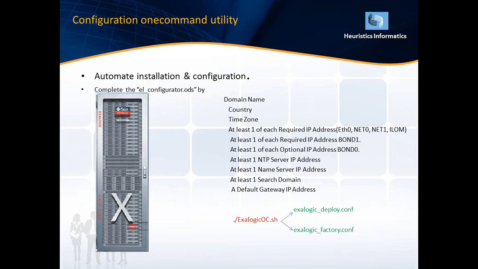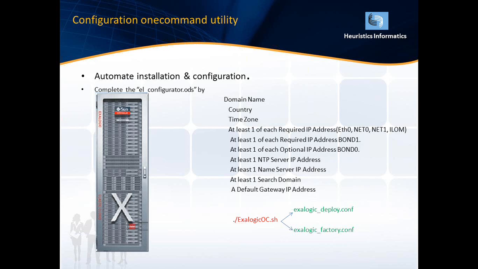Now, what script do we need to fire? We have the ExalogicOC.sh script, which we need to execute. Before running this script, we have 30 compute nodes. Out of the 30 compute nodes, we need to make one compute node the master, move all the configuration files to that particular compute node, and execute that script. Before executing this script, we need to fill in one of the configuration files given by Oracle, which is the same across all configurations, whether half, full, or quarter: the el_configuration.ods file, which we need to fill in.